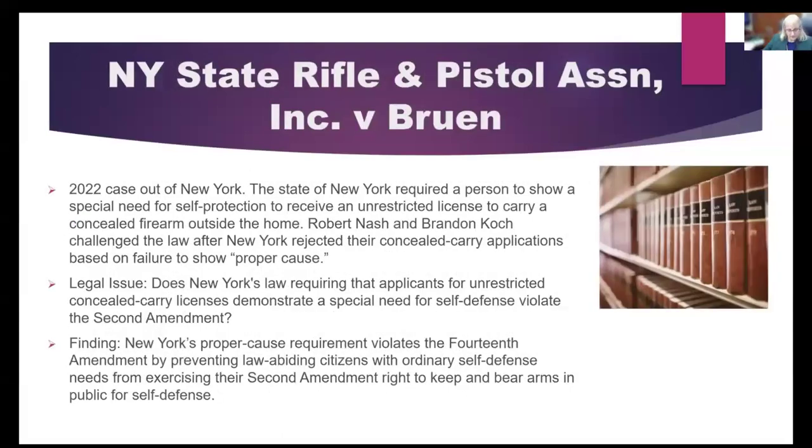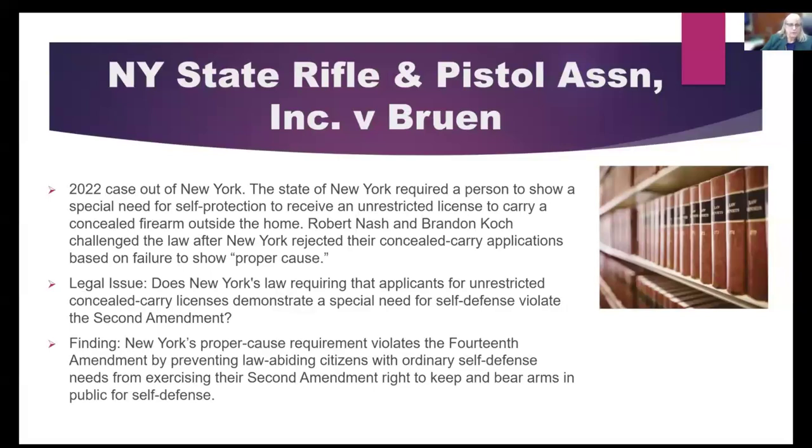So let's talk a little bit about Bruin. That was the case that the Fifth Circuit used to overturn Rahimi at the Fifth Circuit level. Bruin was a 2022 case out of New York. The state of New York at that point required a person to show a special need for self-protection to receive an unrestricted gun license to carry a concealed firearm outside the home.